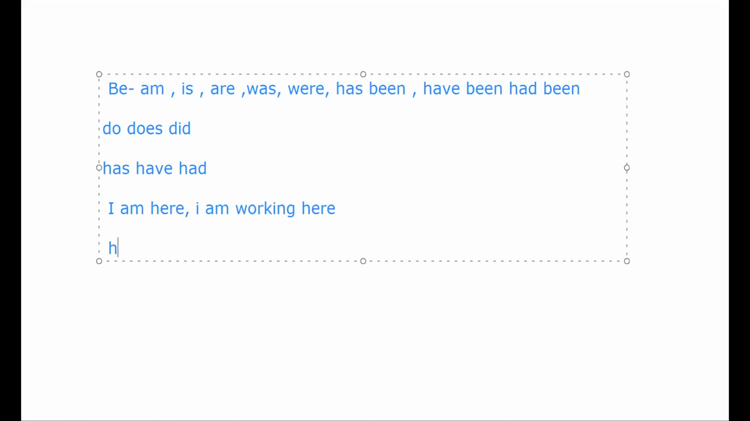See here, he is doing his work. He is doing his work. In this sentence, is is used as a helping verb. Now, he is here. Is here is used as a main verb. Okay.